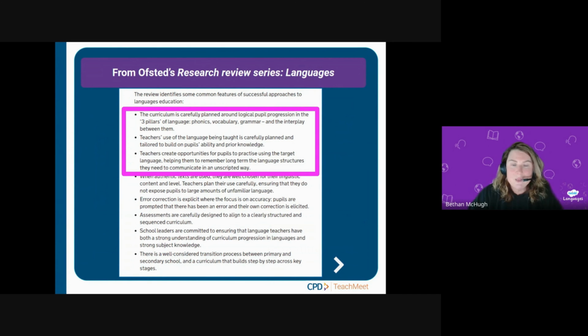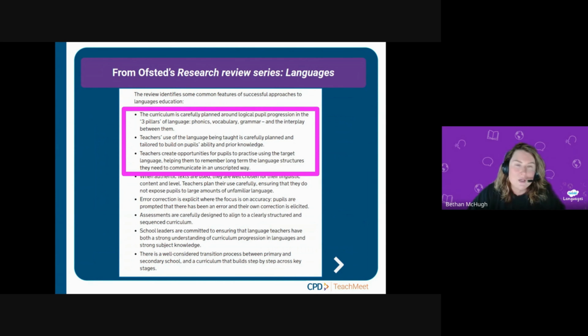Teachers' use of the language being taught is planned and tailored to build on their ability and prior knowledge. Obviously, there are times in the classroom when we're caught unawares, slightly unprepared, things haven't quite worked and you might want to change your plans, or you think, oh my gosh, I haven't got the world's greatest starter. But we want to look at some banks of things that you can have so that you can make relevant starters and relevant plenaries that can build on that knowledge. That's the most important thing.